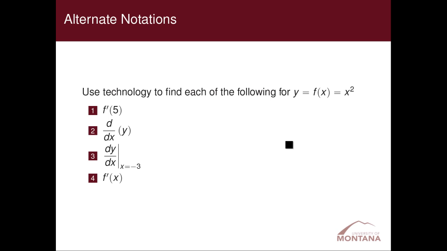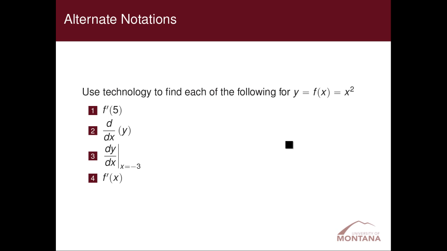So let me just write these down. Number 1, f prime of 5. Number 2, d by dx of y. Number 3, what are we looking for there? dy dx evaluated at x equals -3. And number 4, we're trying to find f prime of x. Okay, I've got those written down.